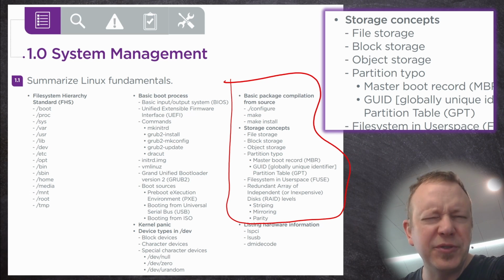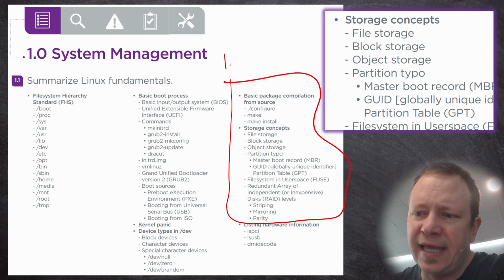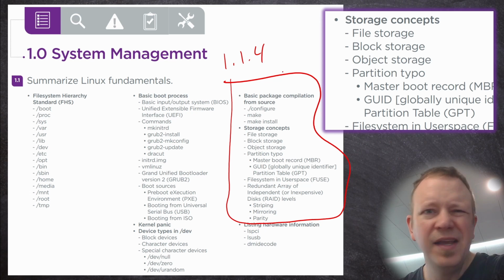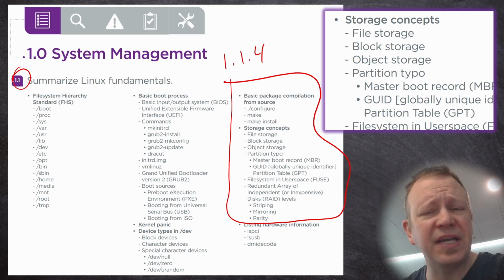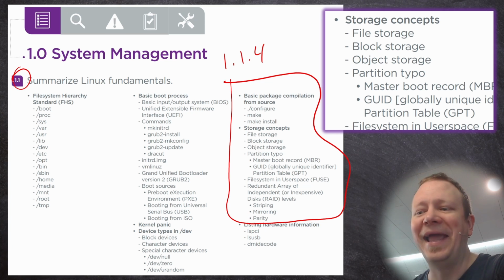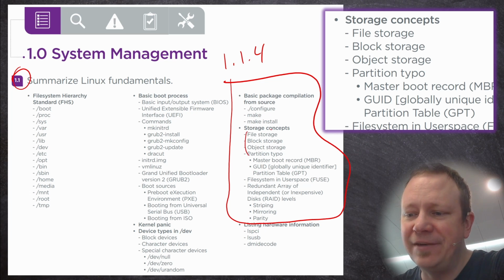That's everything else we've covered, so this is the last section. And again, I'm calling this 1.1.4. The objectives only break it up into 1.1, but I broke this up into 4 different sections. So this is 1.1.4, and we're going to cover things like different types of storage.